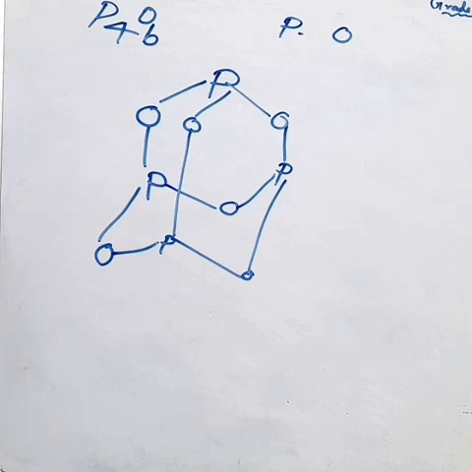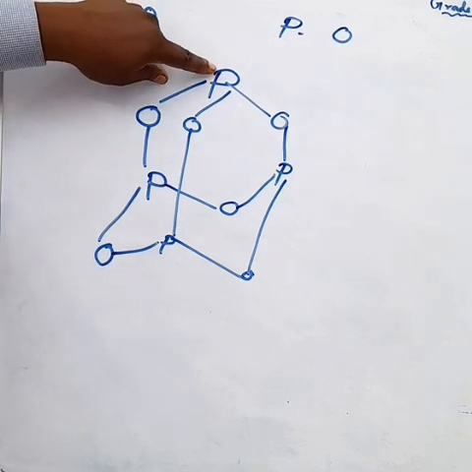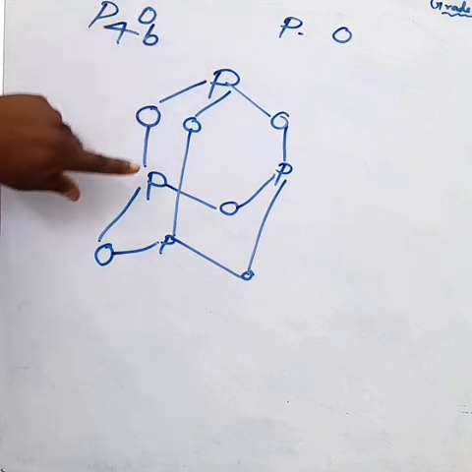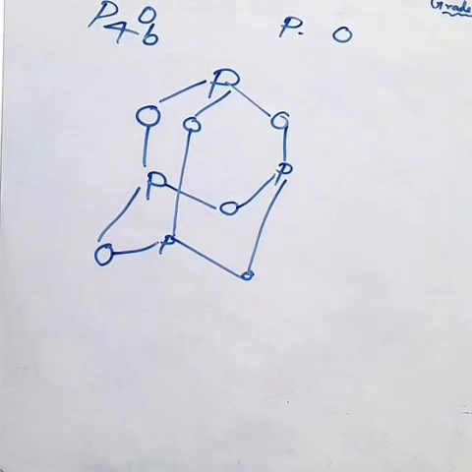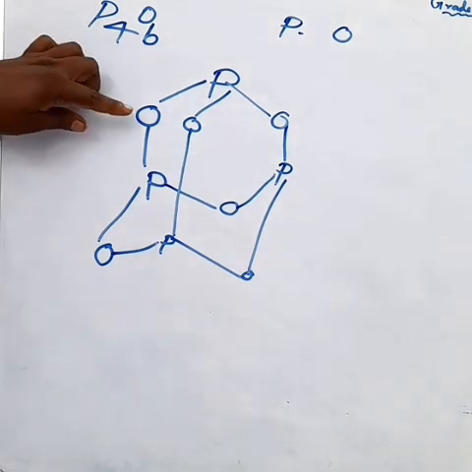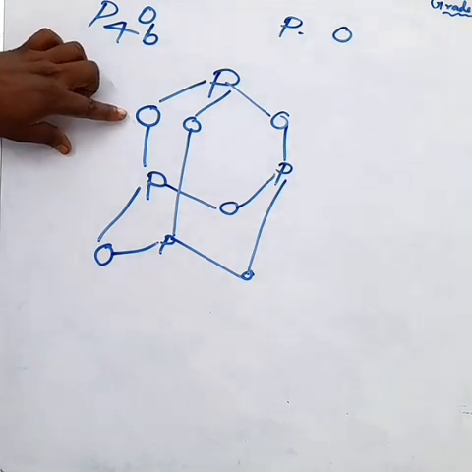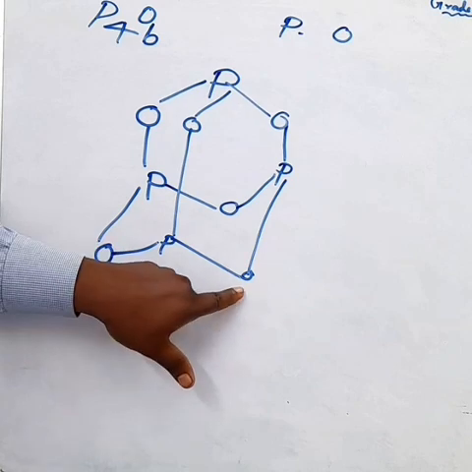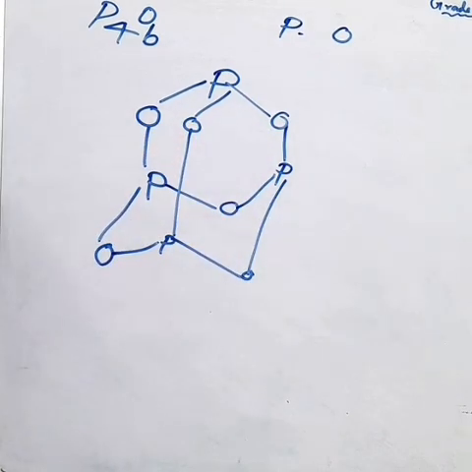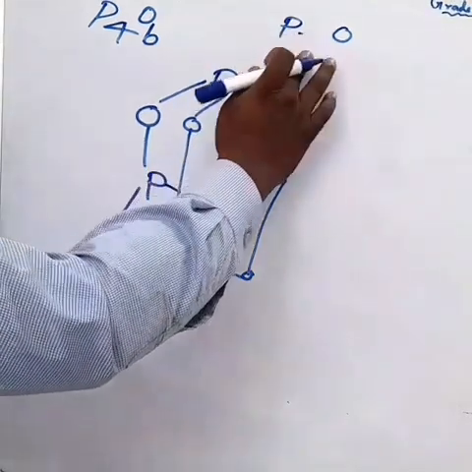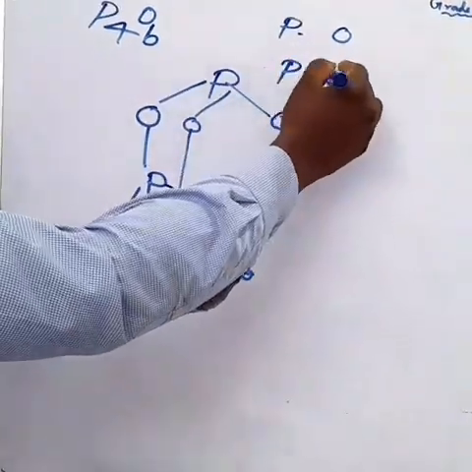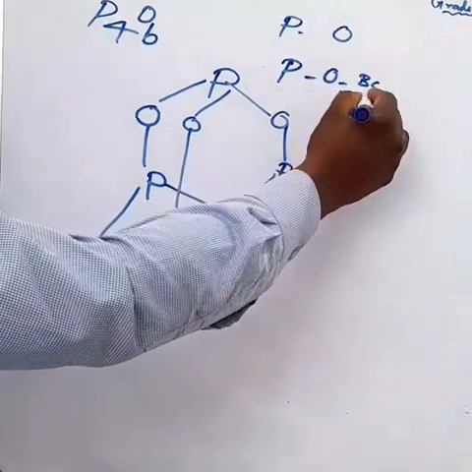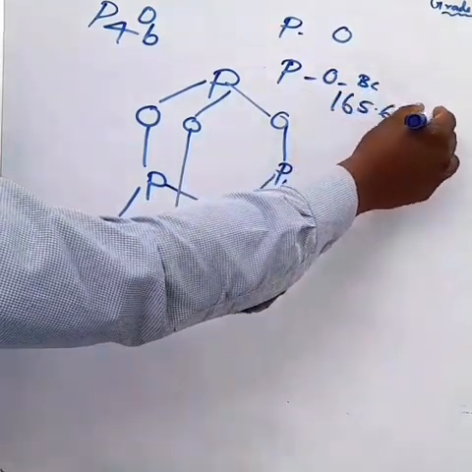Phosphorus trioxide: 4 phosphorus atoms lie at the corners. How many phosphorus atoms are there? 1, 2, 3, 4. They lie at the corners of the tetrahedron, and 6 oxygen atoms lie along the edges. How many oxygen atoms? 1, 2, 3, 4, 5, 6. You have to write the phosphorus-oxygen bond distance, which is 165.6 pm, picometer.